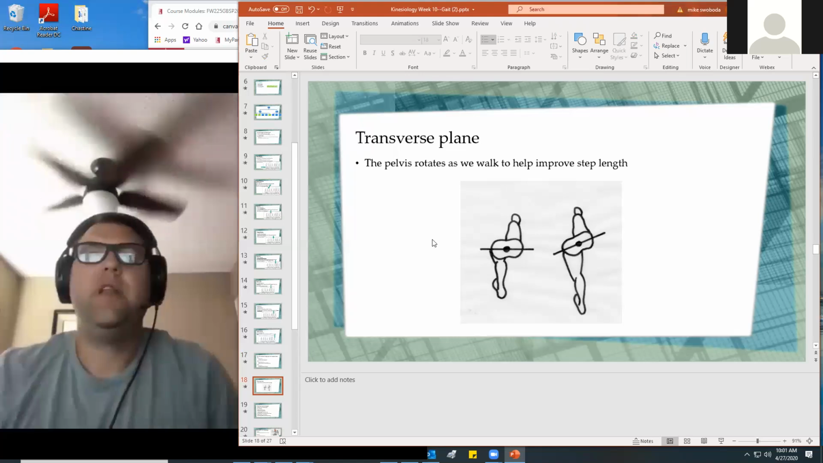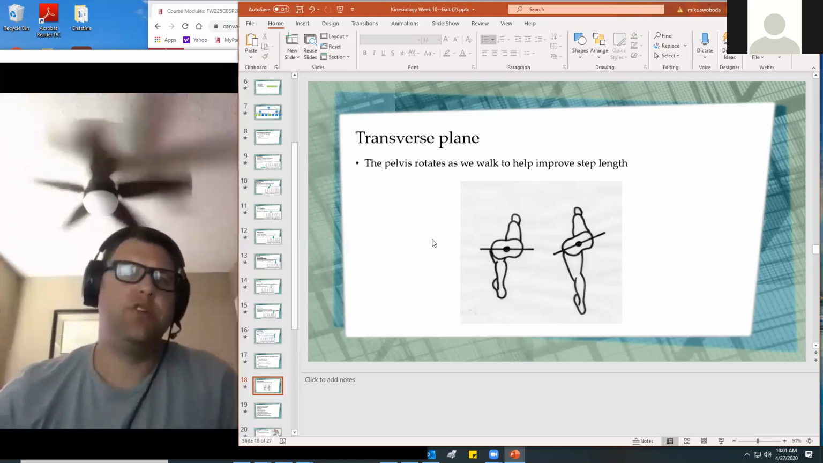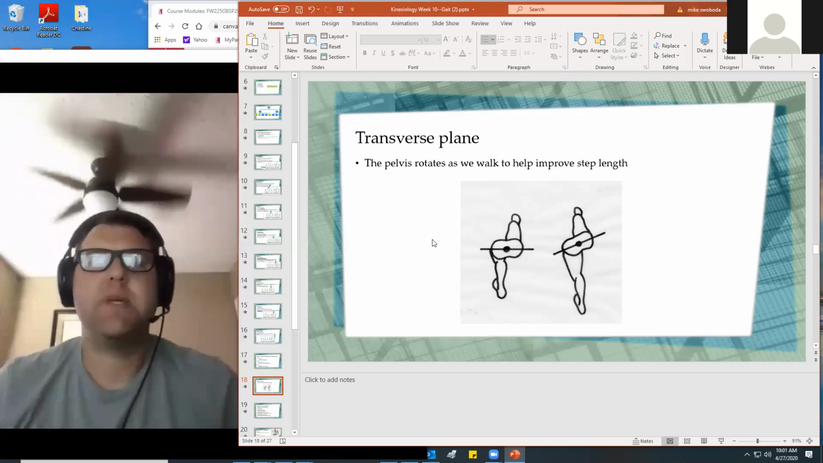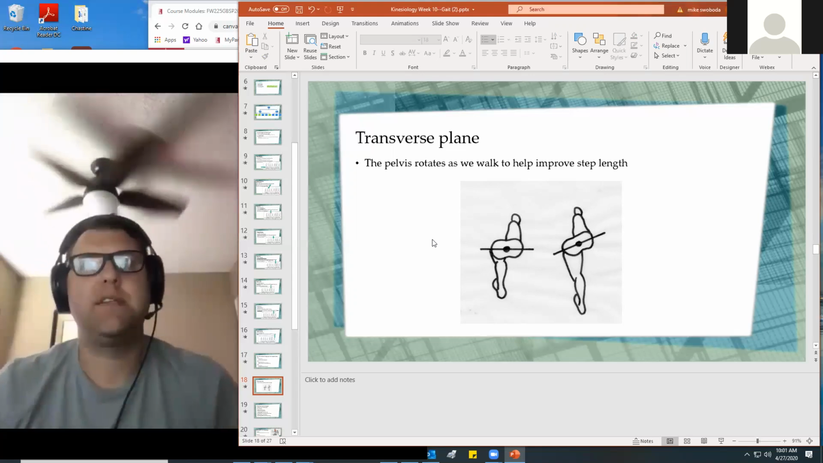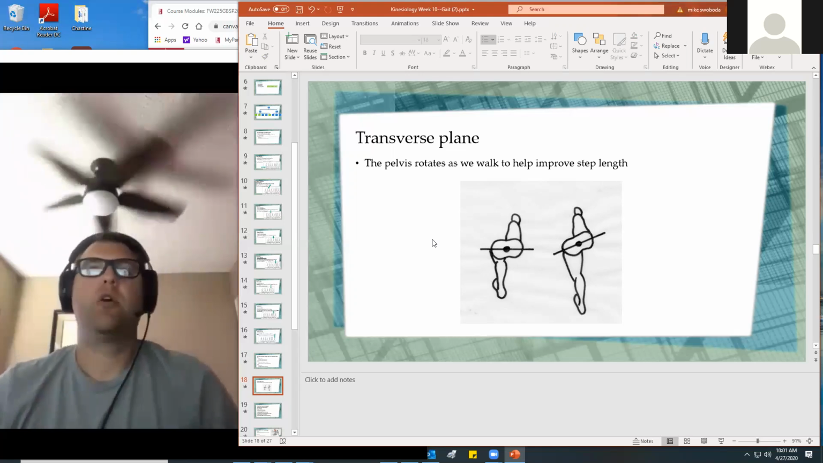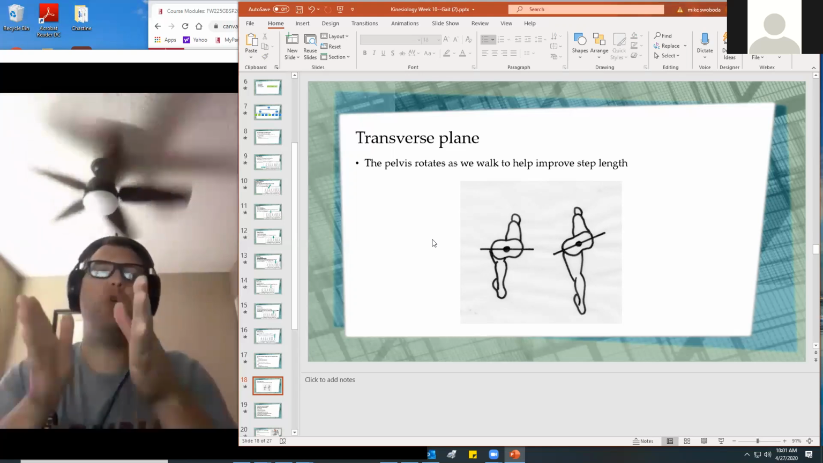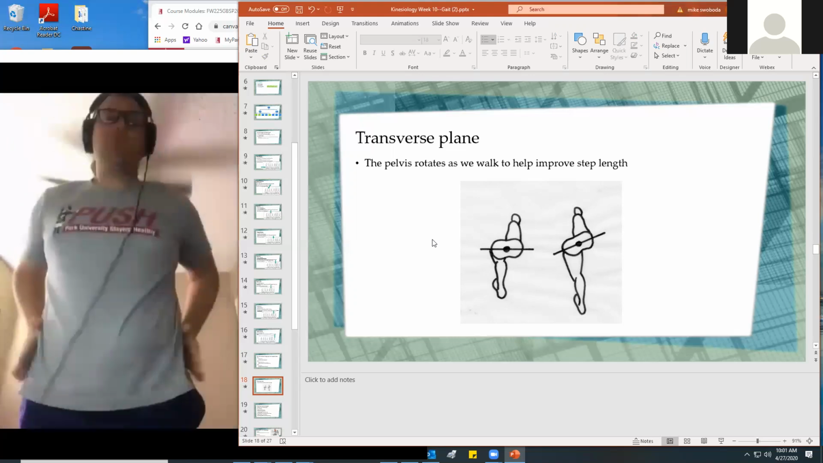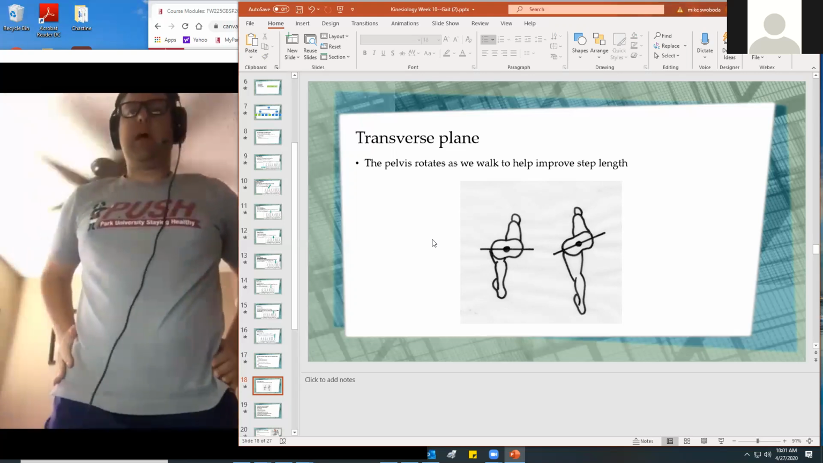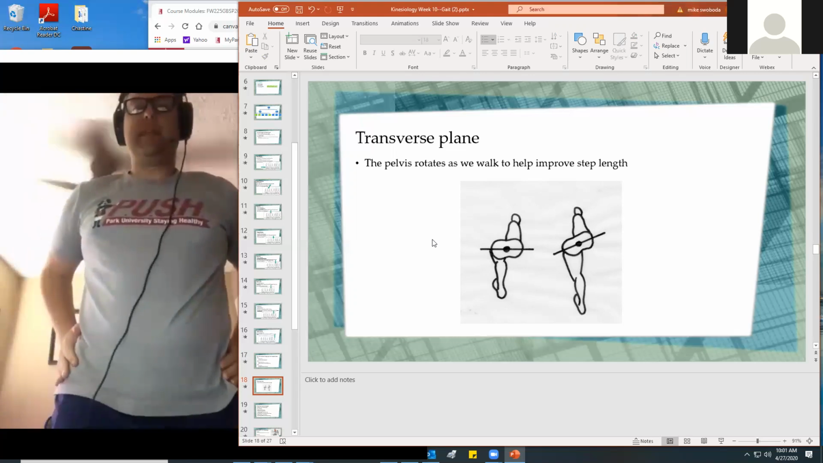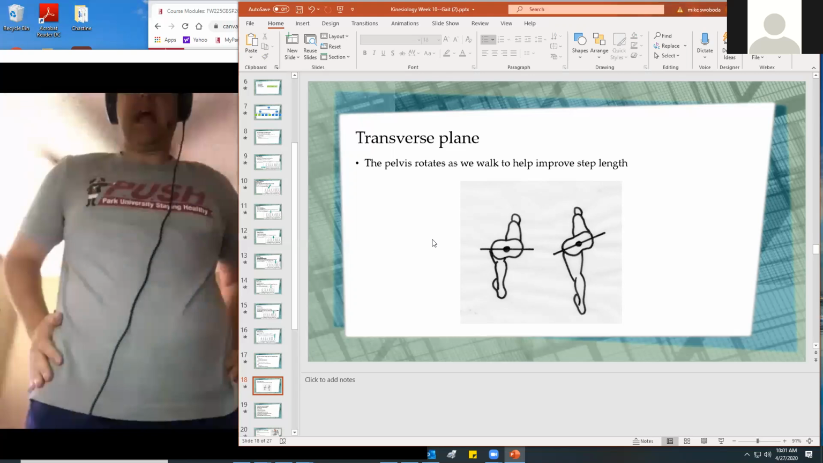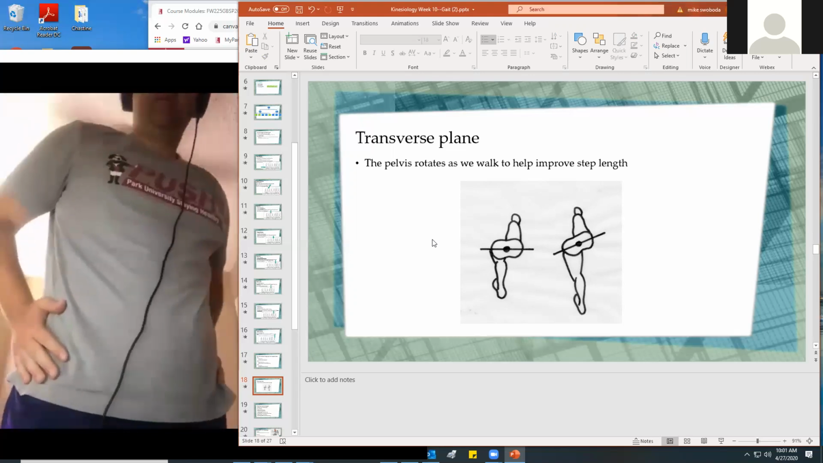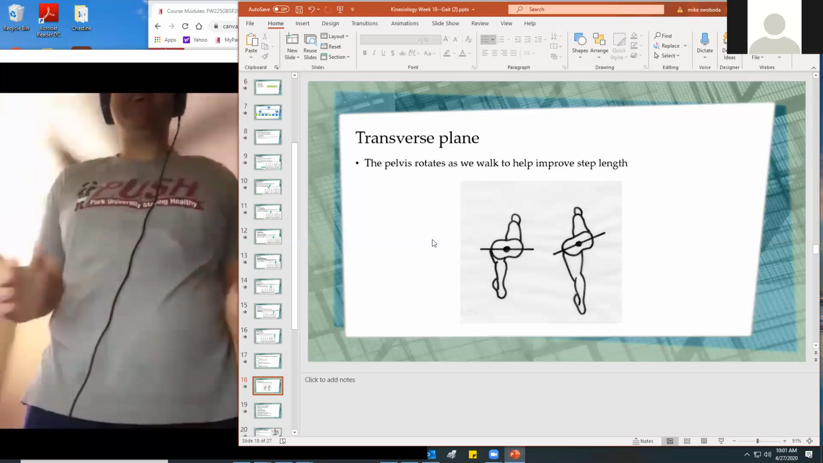Now, the only transverse plane movement you should have is when the pelvis rotates. And I'll show you some more examples of this on Wednesday when we get into that. But your transverse plane movement is only really going to be pelvic rotation, meaning that when I walk or run, I take a step forward and I have to rotate my hips. Now, I'm over-exaggerating this here, but you do this so that you maintain proper balance.